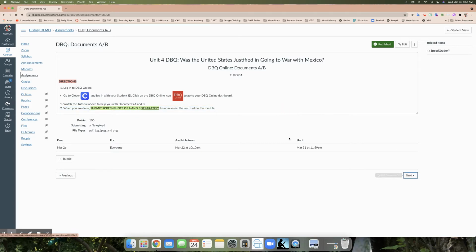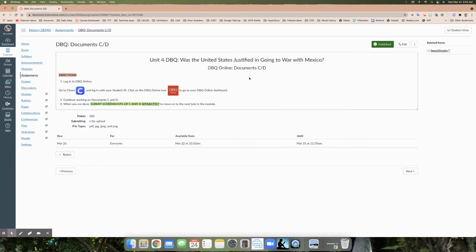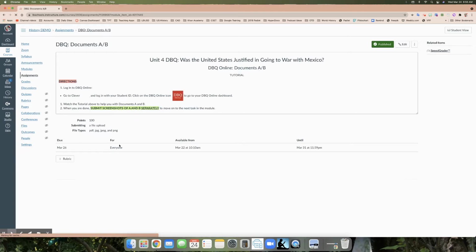Now, it's the same direction in C and D, but you'll notice there's no tutorial. That's because you'll be expected to do C and D on your own, but the same direction is here. Submit a screenshot of C and a screenshot of D separately to move on to the next task. And in this tutorial, I'll be showing you how to do that with document A, and then you can do B, C, and D on your own.